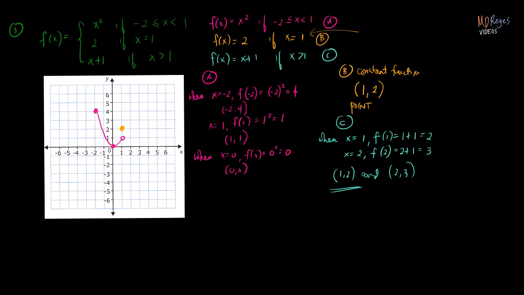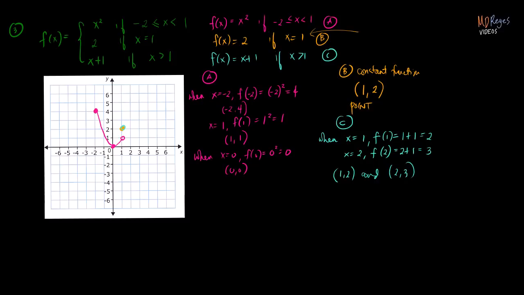But that point is the same as this, which is actually shaded. So this empty circle will be shaded because of that point defined by the second function. So this is the point on the graph, now shaded.